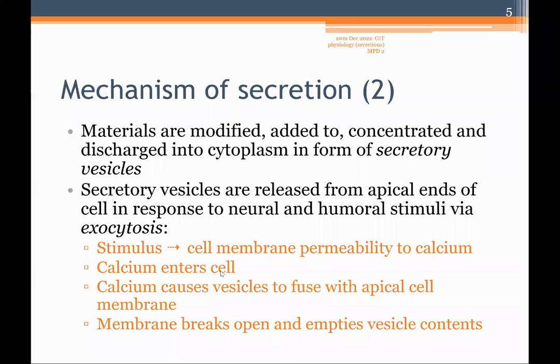The secretory vesicles are then released from the apical ends of the cell in response to either neuro or humoral stimuli via the process that you know of called exocytosis. In exocytosis, basically what happens is you have a stimulus that causes the cell membrane to become more permeable to calcium. Calcium enters the cell. The calcium then causes the vesicles to fuse with the apical cell membrane. The cell membrane then breaks open, and the contents of the vesicle are emptied outside of the cell. So that is in summary.